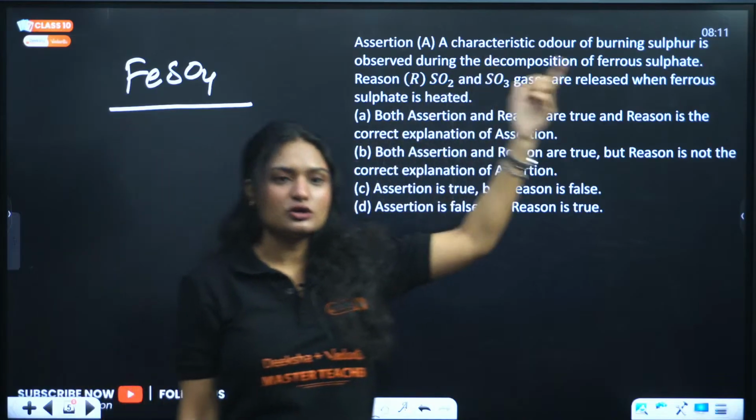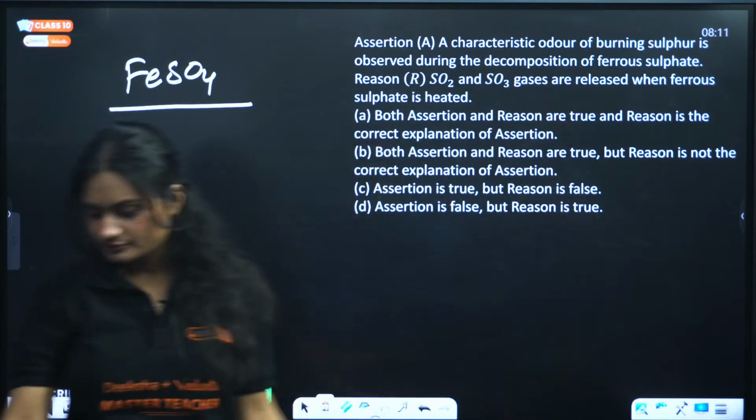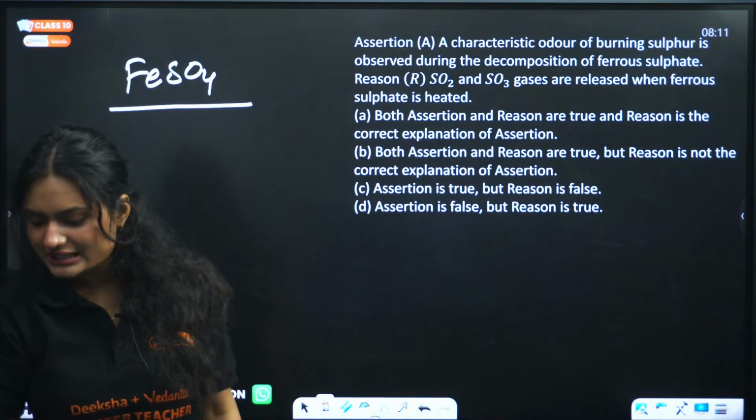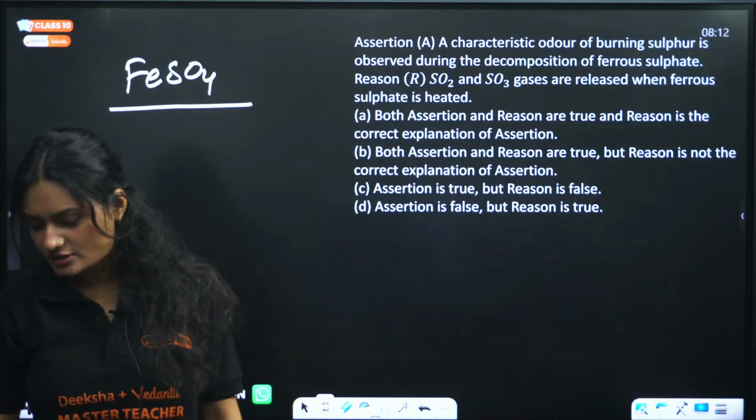Now add the because. Yes, it is suitable for all the assertion reason type questions dealing with any subject, all the subjects.